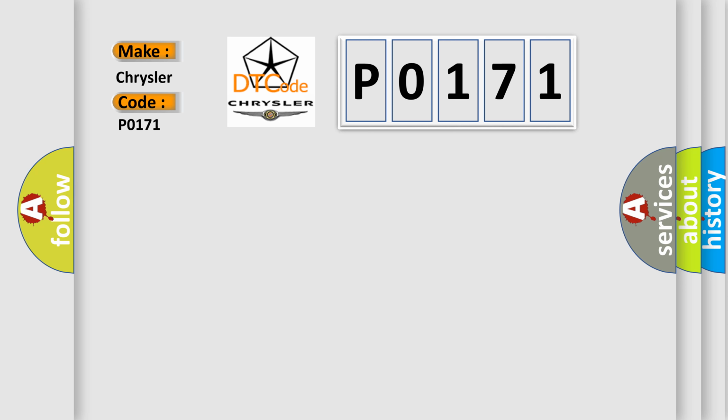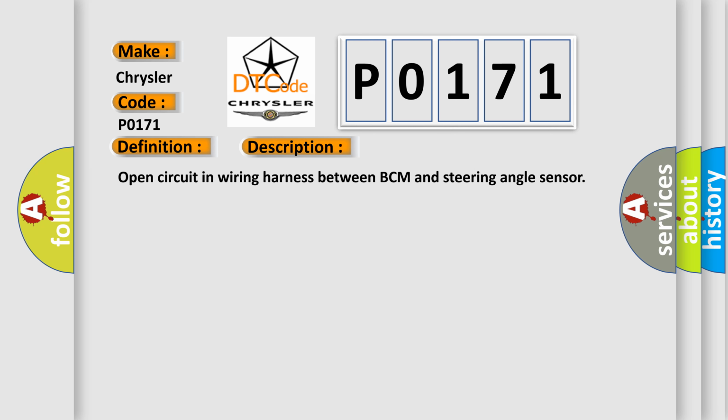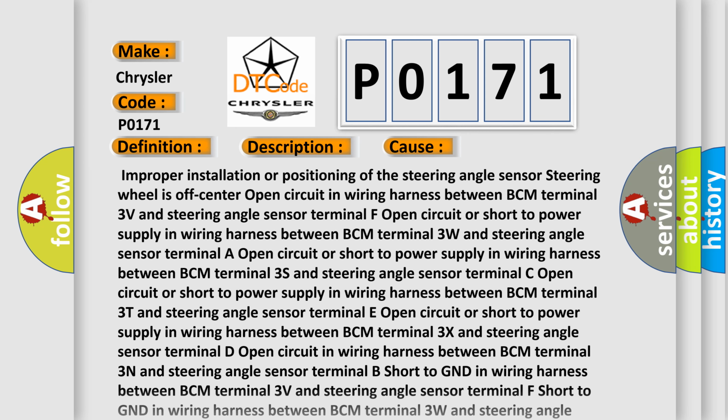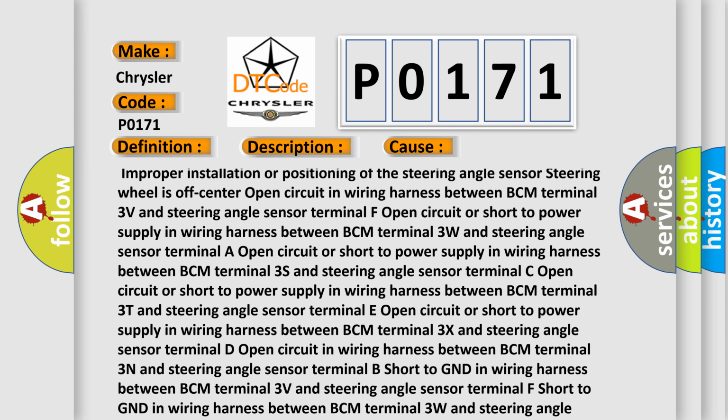The basic definition is: steering phase B circuit signal is not sensed. And now this is a short description of this DTC code. Open circuit in wiring harness between BCM and steering angle sensor. This diagnostic error occurs most often in these cases: improper installation or positioning of the steering angle sensor. Steering wheel is off-center. Open circuit in wiring harness between BCM terminal 3V and steering angle sensor terminal F.